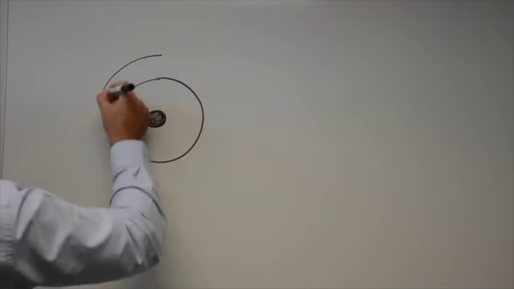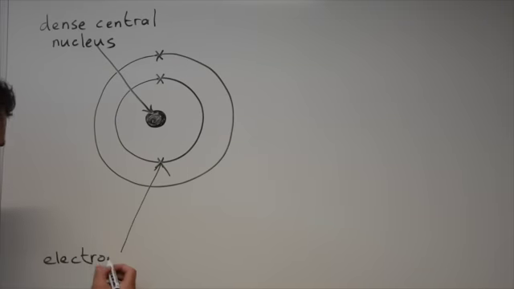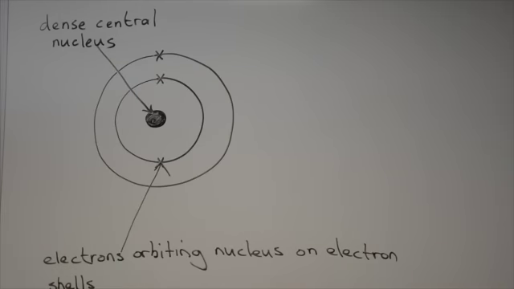So atoms have a specific structure. They have a central dense nucleus surrounded by orbiting electrons found on electron shells. So now let's look at the atomic structure in a bit more detail.